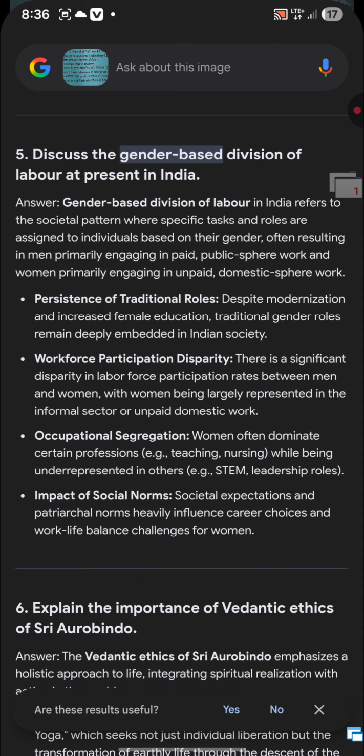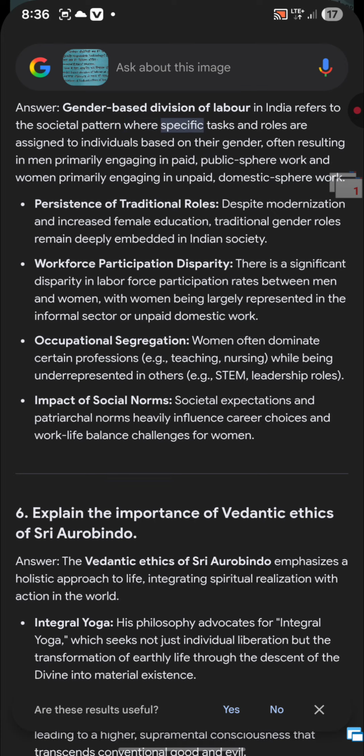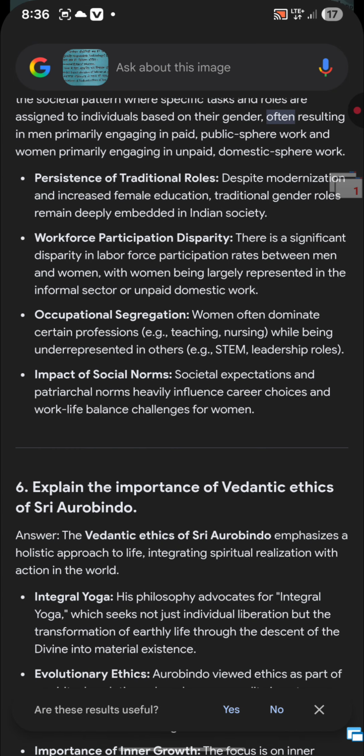5. Discuss the gender-based division of labor at present in India. Answer. Gender-based division of labor in India refers to the societal pattern where specific tasks and roles are assigned to individuals based on their gender, often resulting in men primarily engaging in paid, public sphere work and women primarily engaging in unpaid, domestic sphere work.